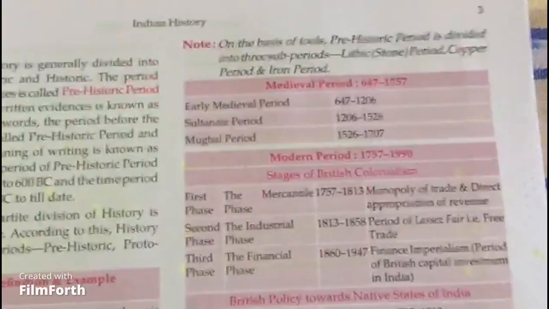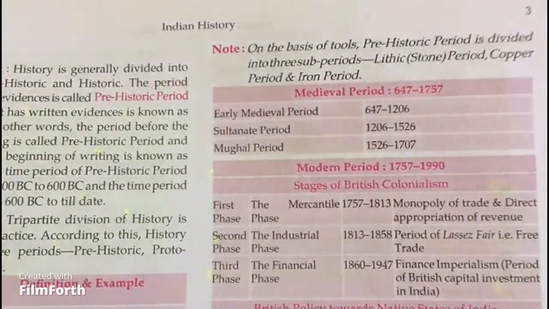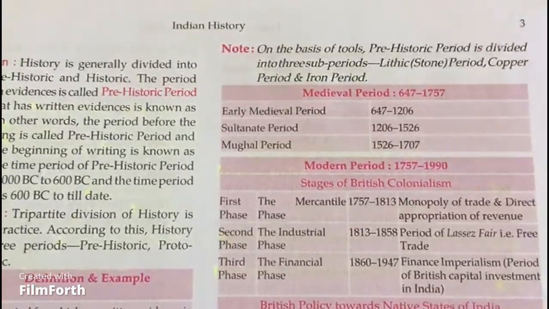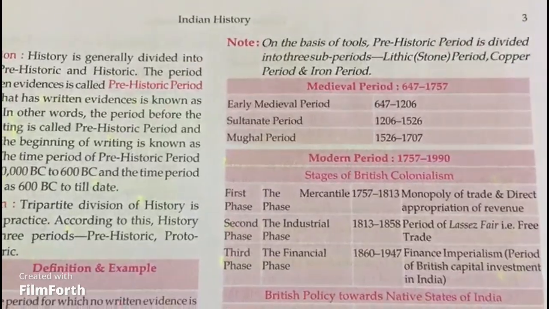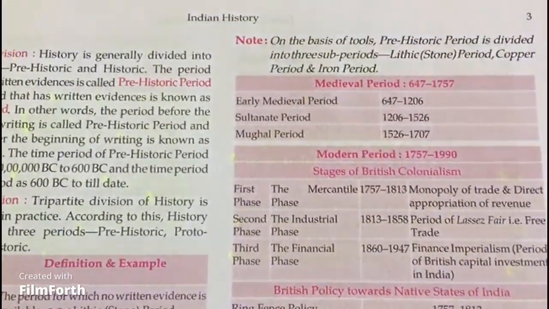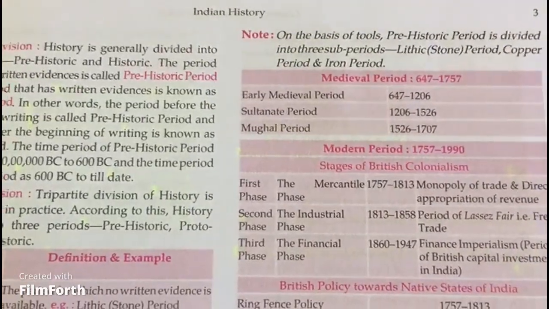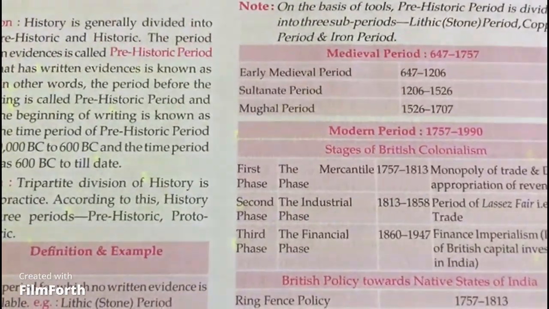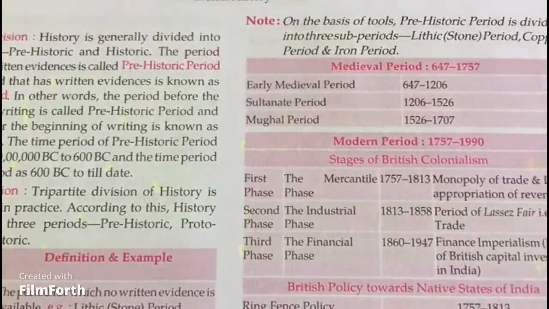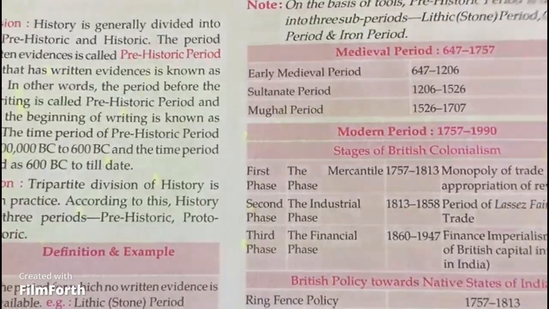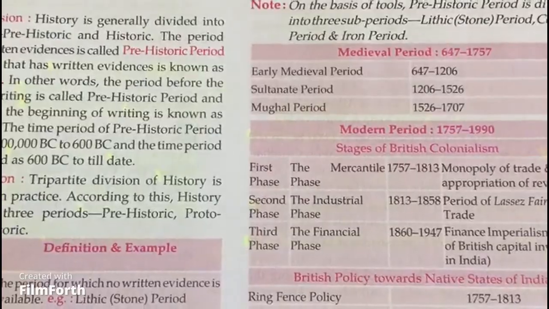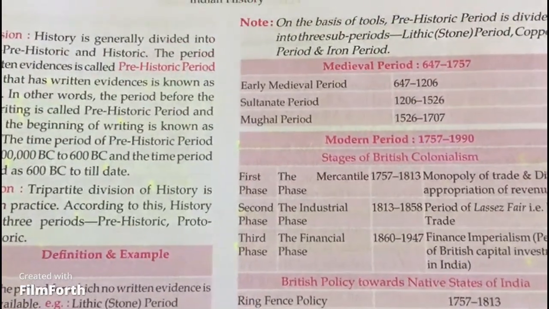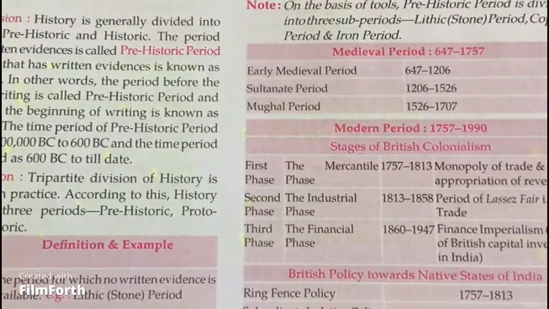When it comes to medieval period, here they have given a note. Let's read it. On the basis of tools, prehistoric period is divided into three sub-periods: lithic period, copper period and iron period. So, the medieval period is from 647 to 1757. Early medieval period, 647 to 1206. Sultanate period, 1206 to 1526. Mughal period, 1526 to 1707.